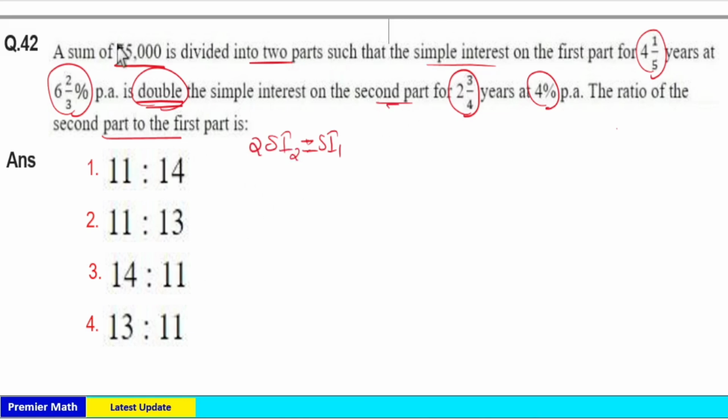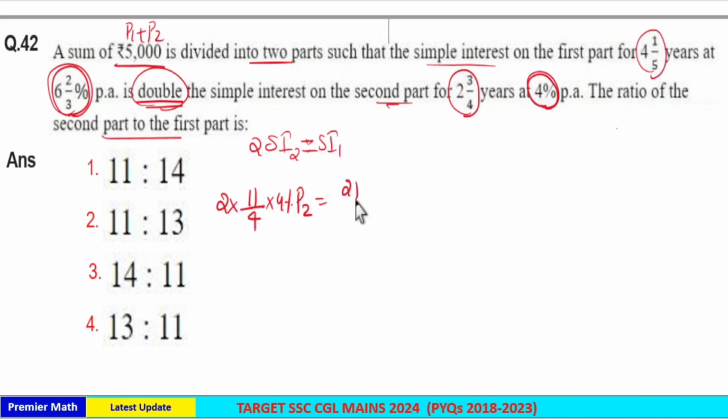Now here the principal is divided into two parts. Now the interest on the second part for 1 year is 4% of the principal. For 11 by 4 years it is 11 by 4 of 4 percent of the principal. Here the principal is P2. Now the interest on the first part is double the interest on the second part. The interest on the first part for 1 year is 20 by 3 percent. Then for 21 by 5 years it is 21 by 5 of 20 by 3 percent of the principal.